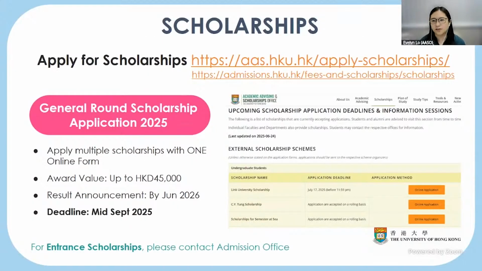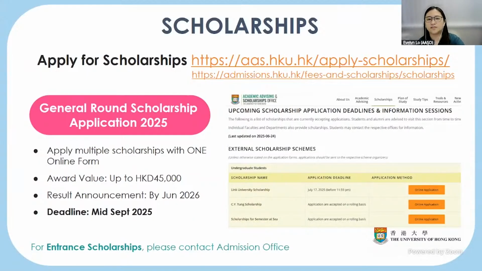And if you have some good scores from your secondary school, you could apply for scholarships. So on this website, you can apply for scholarships. There's a list of scholarships that are open for application right now. And then there will be a general round of scholarship application 2025 in September. Basically, you just submit one form and you could apply for multiple scholarships.